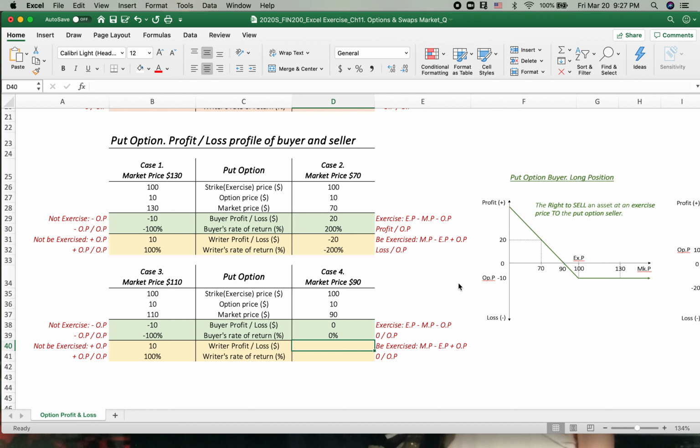If you are the put option writer, you have to respond to their exercise, the buyer's exercise. So how do you get it? When they exercise, you have to buy the buyer's asset at $100, even though the market price went down to $90. That's why we lost $10. But we received $10 option premium, so the profit and loss for the writer is 0. So 0 profit, we invested $10, so 0%.